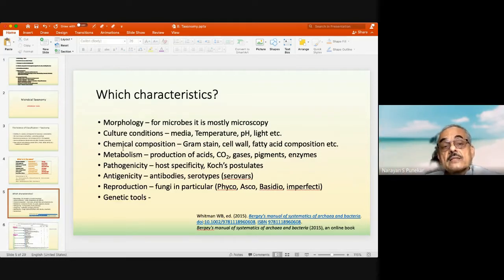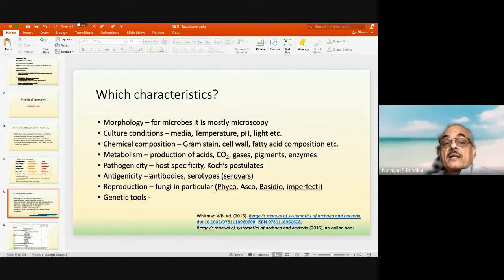Then obviously you can classify organisms based on metabolism, such as production of acids, carbon dioxide, gases. They can produce a variety of acids like citric acid, acetic acid, a whole range of acids. They can produce gases like carbon dioxide. Some produce hydrogen sulfide and things like that. Some produce pigments, some produce enzymes. So organisms can be classified based on all this.